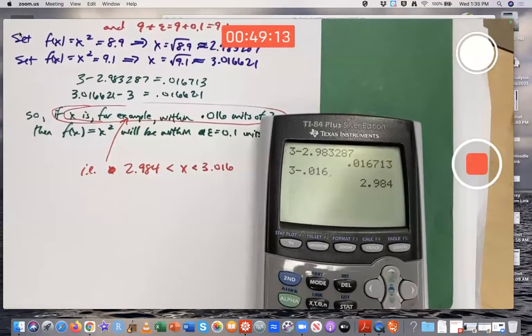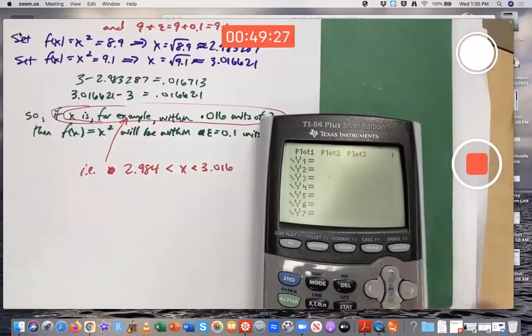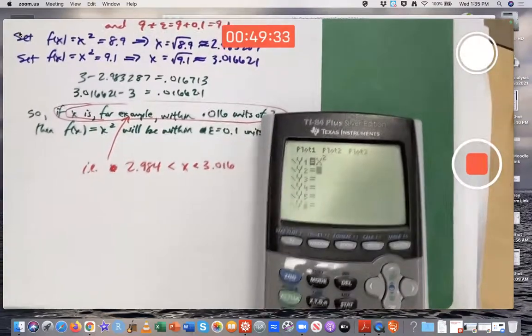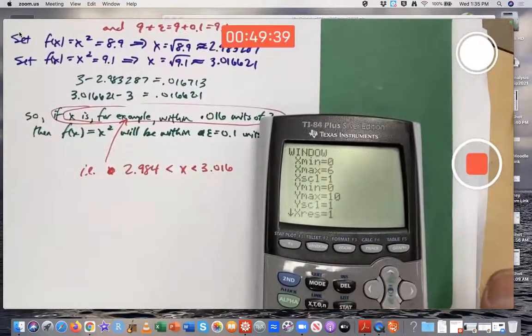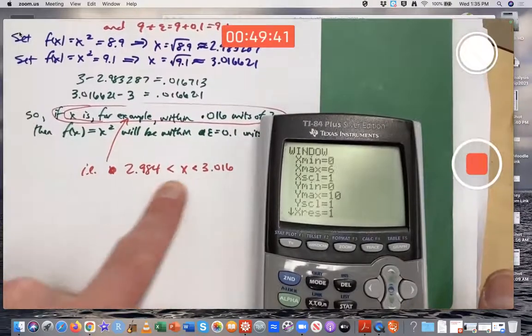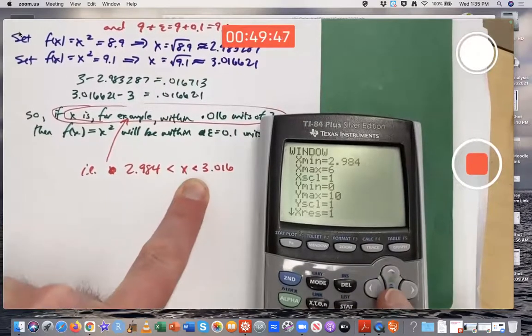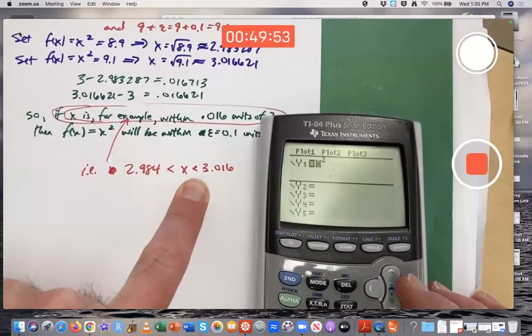Now you can use your calculator to help you believe this. How? Go to your y equals screen, clear out anything that needs to be cleared out. Plug in the function x squared. Then pick an appropriate window. Here's the hard part, picking an appropriate window. Let x min and x max be these two numbers, 2.984 and 3.016. Oh, did I forget to plug the function in? Oh, yeah, okay, the function's in there. Okay, x squared.